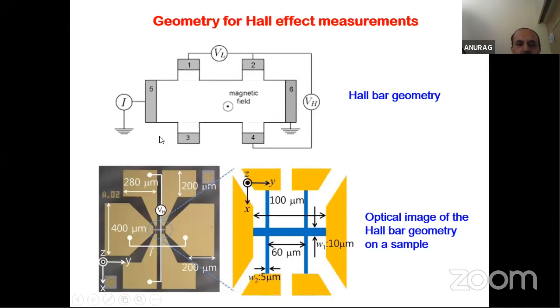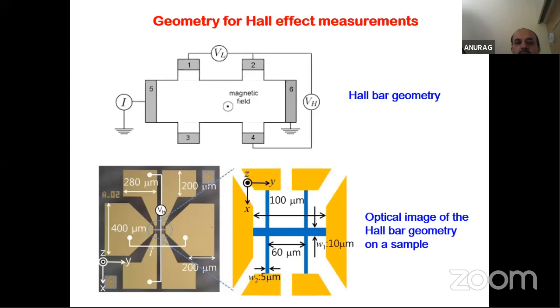Here at the bottom, I'm showing a Hall bar geometry which has been fabricated on a particular semiconductor material. You can see the typical dimensions, like 280 microns. These are the contact pads, with which you will make contact with the wire, by wire bonding. The dotted circular portion shown here is the semiconductor material which has been etched out. This blue portion is the Hall bar geometry, and these yellowish things represent the metallic contact pads, and the dimensions you can see here.